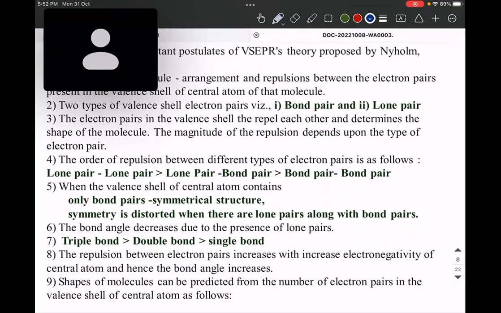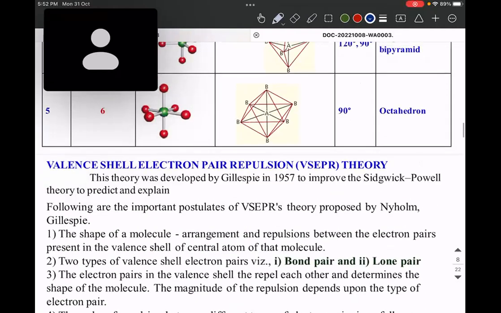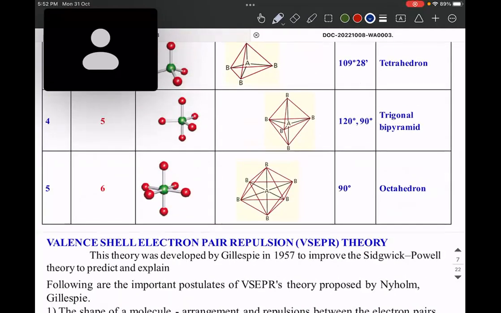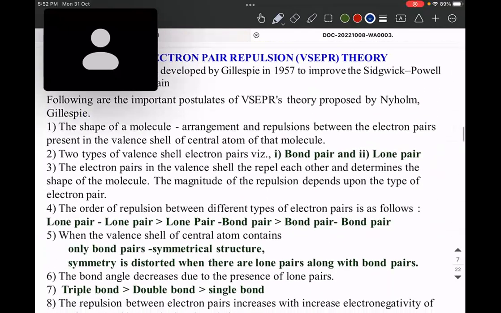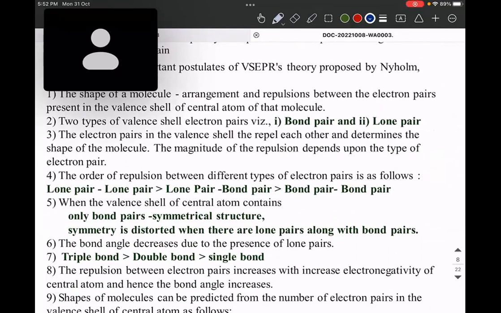So how does the repulsion come? When the biggest person is present, he will occupy more space, isn't it? The lone pair is occupied by a single atom, whereas the bond pair electrons are localized between 2 atoms. You take this green and red, this green and red, this green and red. The electron pairs are in between these two. If it is a lone pair, it will be present on the single atom, so it will occupy more space. Are you able to understand? Is it clear? So the magnitude of repulsion: lone pair-lone pair is more than lone pair-bond pair, which in turn is more than bond pair-bond pair.